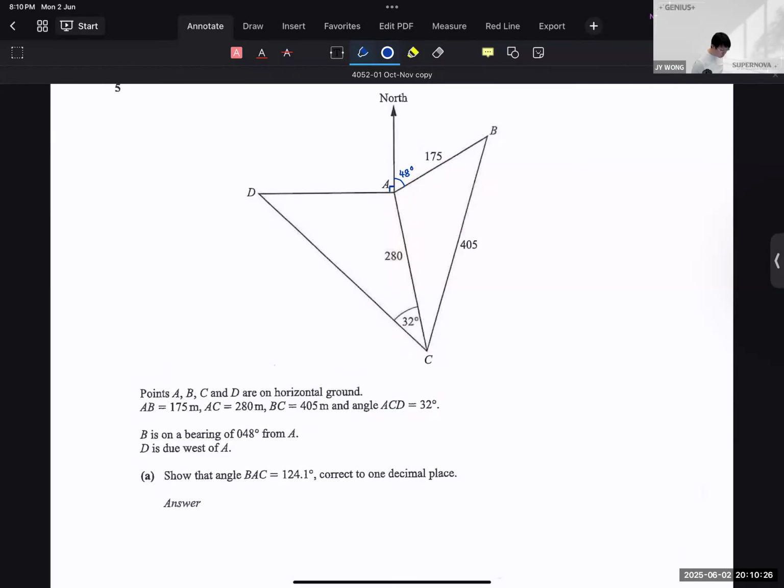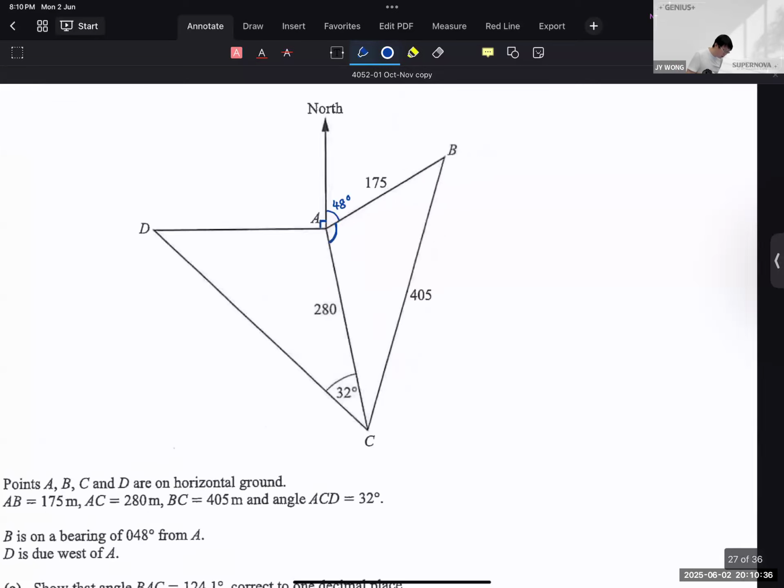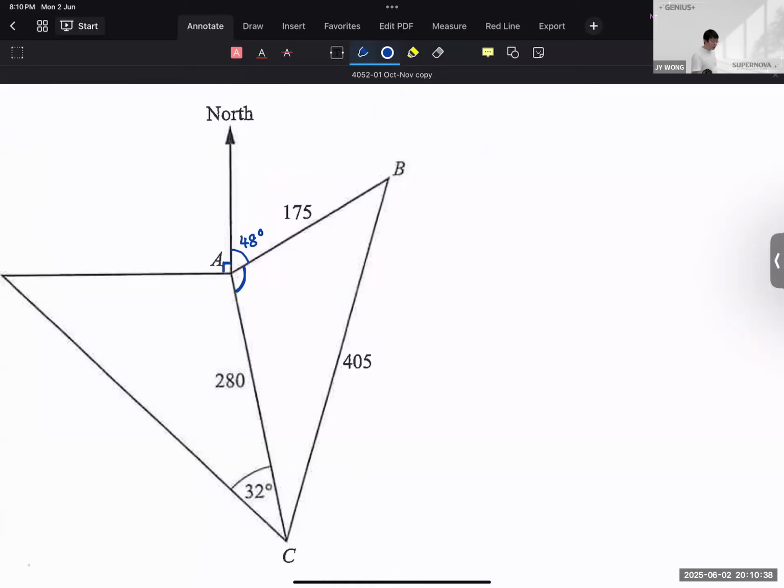So show that angle BAC is 124.1 degrees correct to 1 dp. Where is angle BAC? BAC is this angle over here. Which triangle do I look at to find this angle? ABC, right? And what rule do I use? Cosine rule, because 3 lengths and no angle. So you don't need to memorize your cosine or sine rule, but you must remember the conditions for using them. So 3 lengths, no angle is always cosine rule.